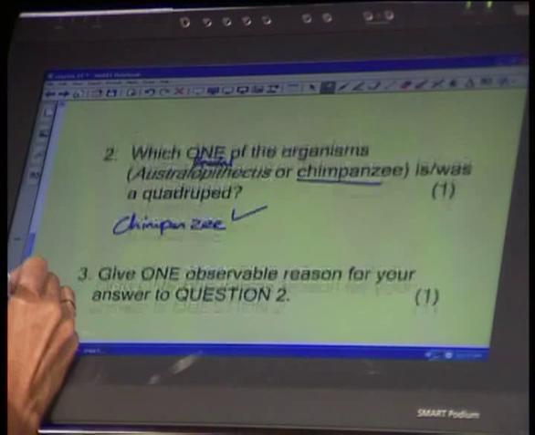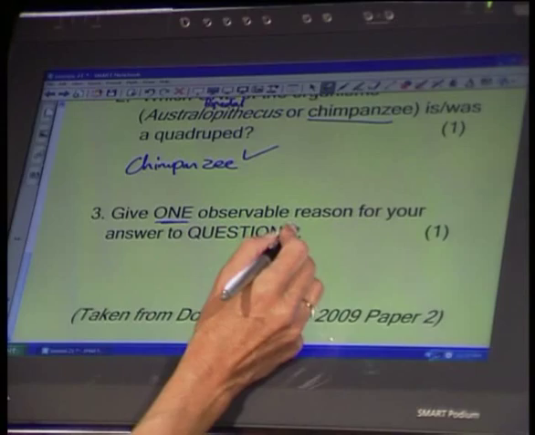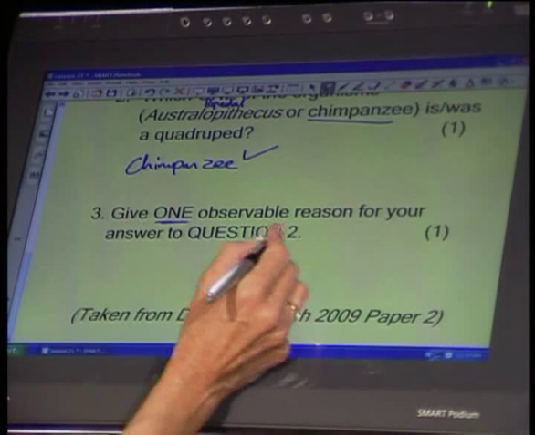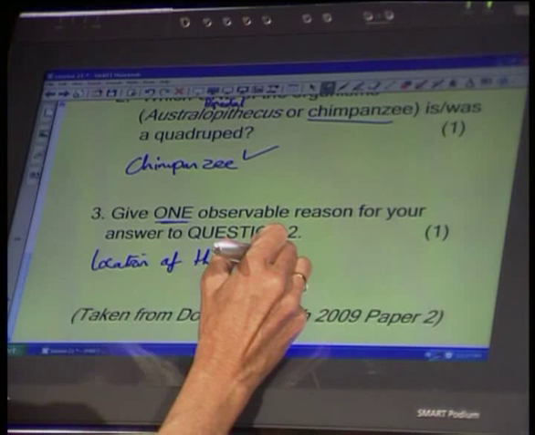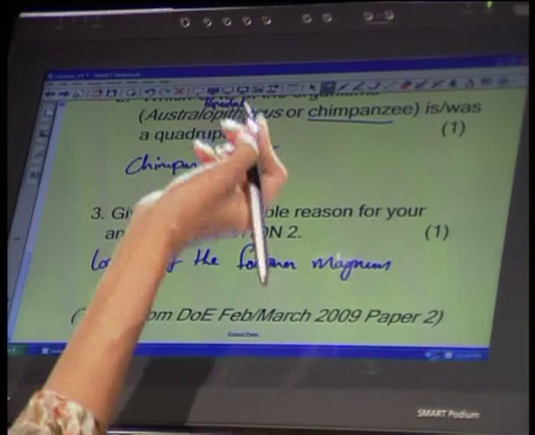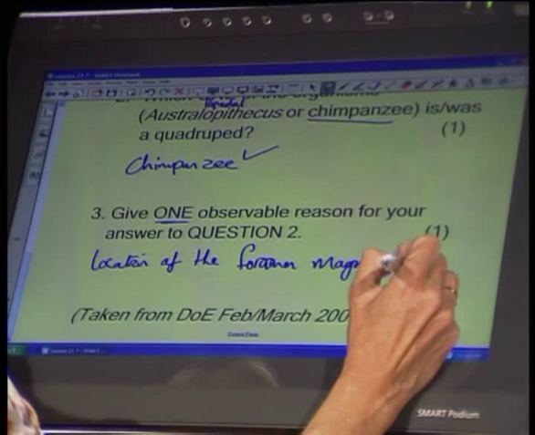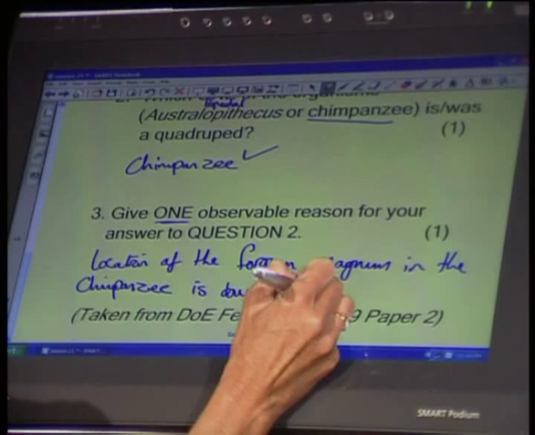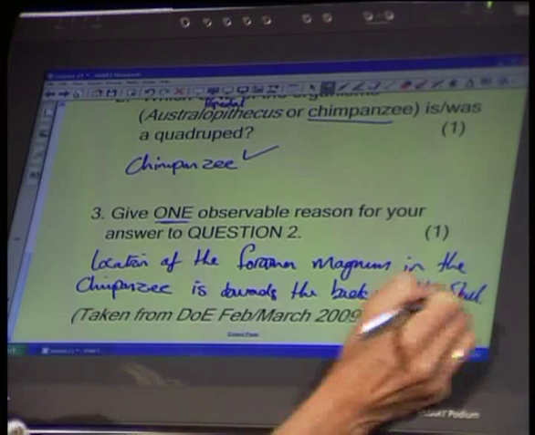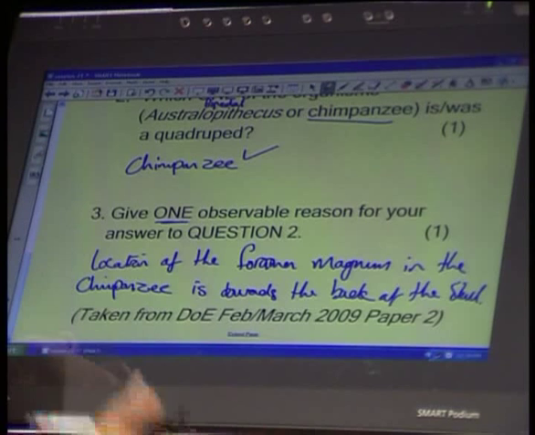And then the last question here, give one observable reason for your answer in question two. It was the location of the foramen magnum. That's that hole for the spinal cord. The location of the foramen magnum in the chimpanzee is towards the back of the skull. Okay, and if it's towards the back of the skull, it means that it has to sit like that, and it only does that because it's down here on all fours.